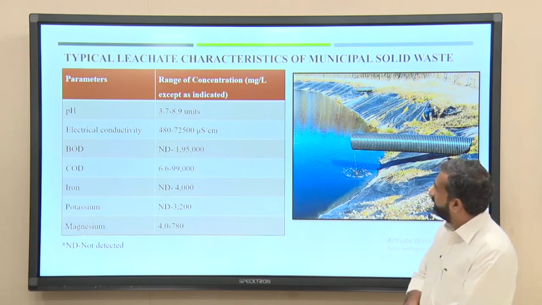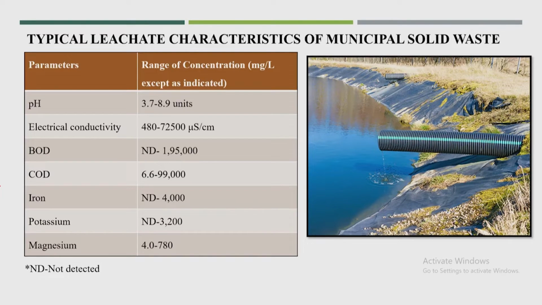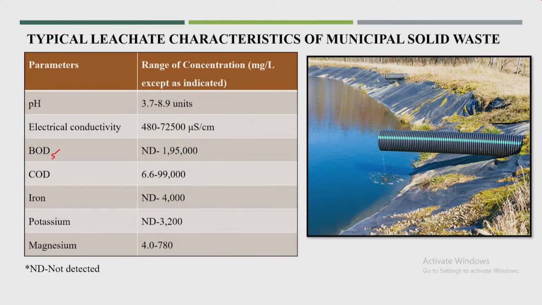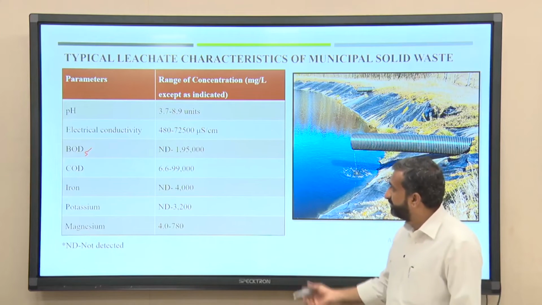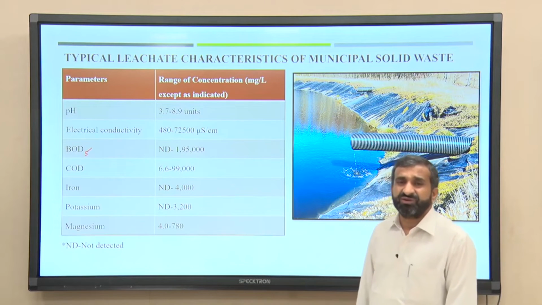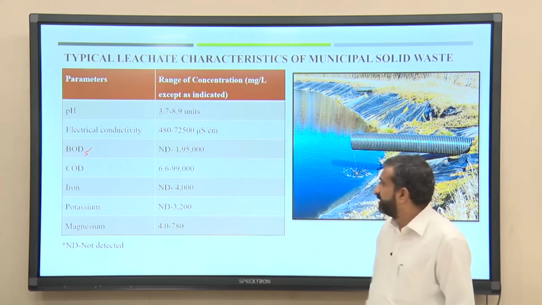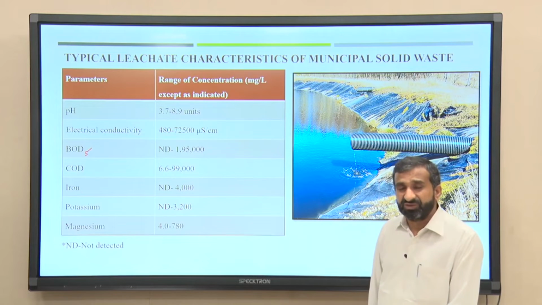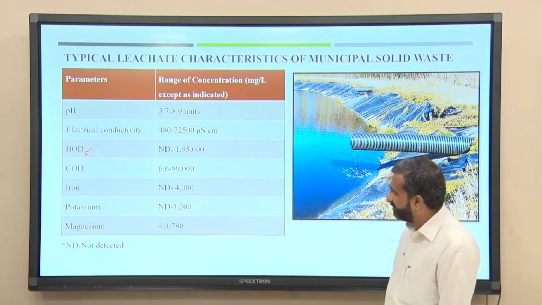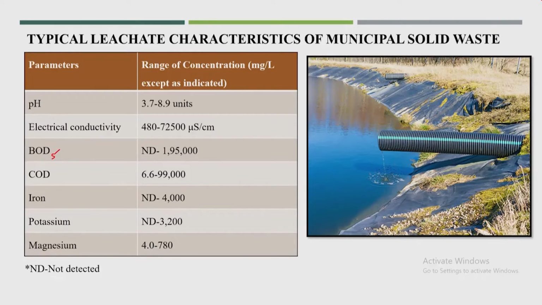Now, if you see the typical leachate characteristics, the pH will show, as I said, a huge variation: initially acidic pH, followed by alkaline pH. The electrical conductivity will be very high because of a lot of dissolved solids in the leachate, and BOD5 can go up to 1,95,000 at maximum. This BOD5 or COD value depends upon the percentage of biodegradable matter. If it is large, obviously your BOD5 and COD value will be more, and if there is no biodegradable matter, your BOD5 and COD value will be very low. Also, the metal concentrations will be very large in the leachate.